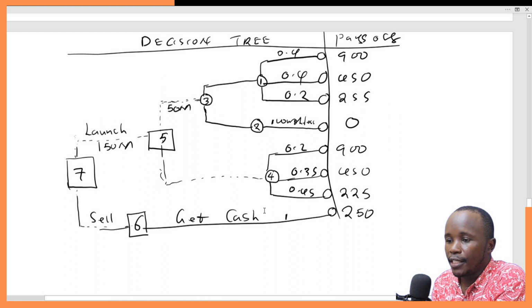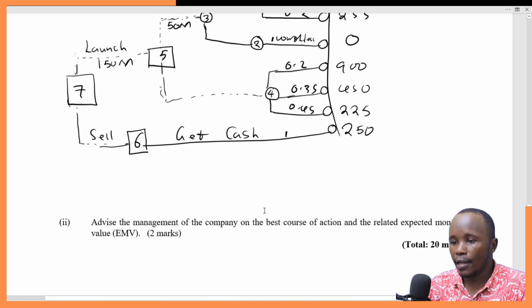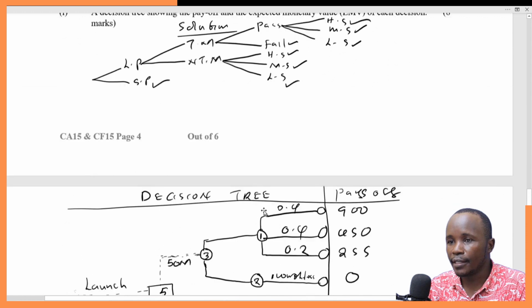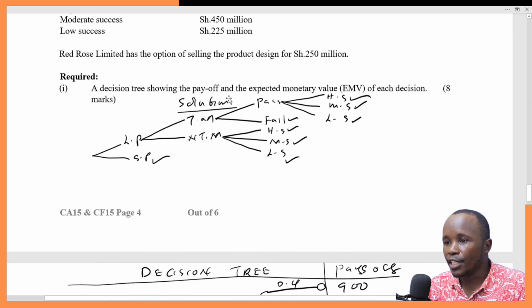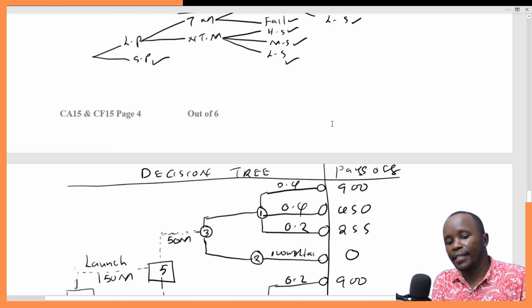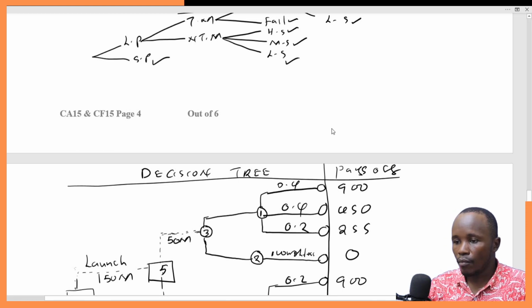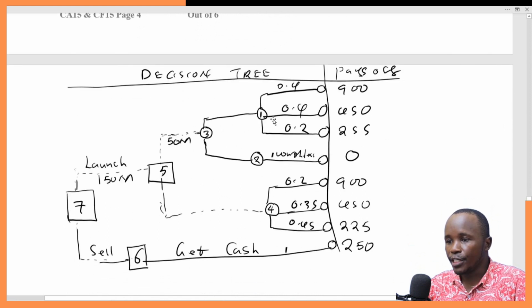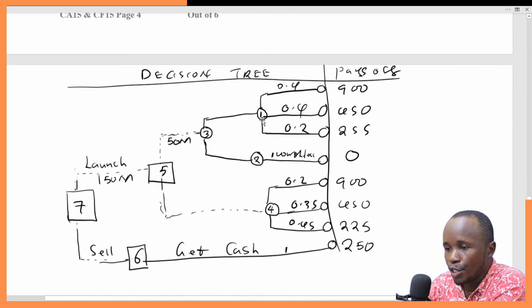Now we need to calculate the values, because the question is telling you to make a decision tree and the expected monetary values of each decision. Let's look at the expected monetary value. We shall have the first here, number 1. Number 1 means I need to get the expected monetary value at this point. I get the expected monetary value at number 2. I get the expected monetary values at number 3.